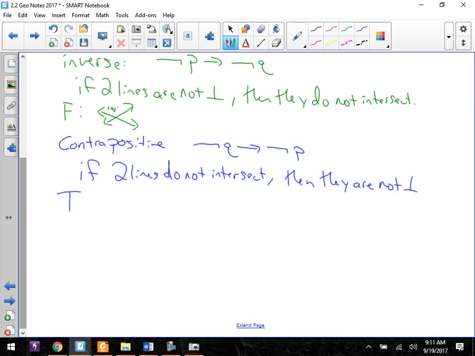The idea here is that we're going to take statements and write them out in terms of what's called the conditional, if-then; the converse, flip-flop; the inverse, not if, not then; and then the contrapositive, just flip-flop that one. So really, if you can come up with the first statement, your first if-then, the rest of it is just putting a couple extra words to it and rewriting it.